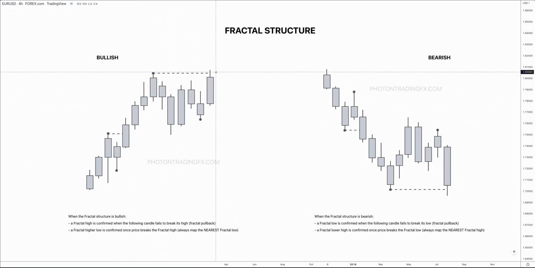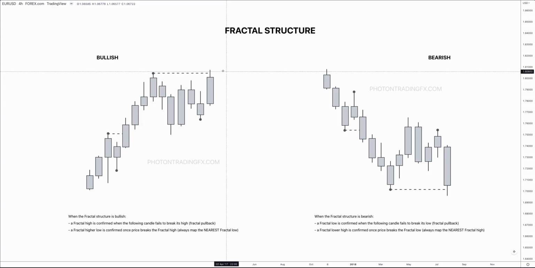Now, with fractal structure, when we want to find where the new lower high is, we always take the nearest one to where we had the break. We always want to find where the nearest one is, because remember, with fractal structure, we want to be very, very aggressive. That's the whole point of what we're trying to do here, okay? So when we get the break, we want to find the nearest low. As you'll see with swing structure, we always want to take the lowest low, but with fractal structure, we always want to find the nearest low, okay?